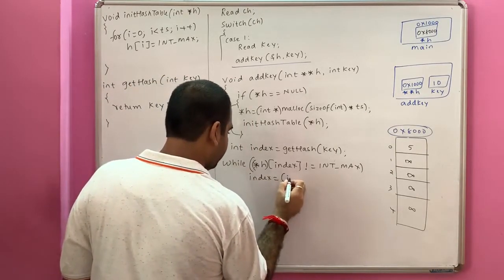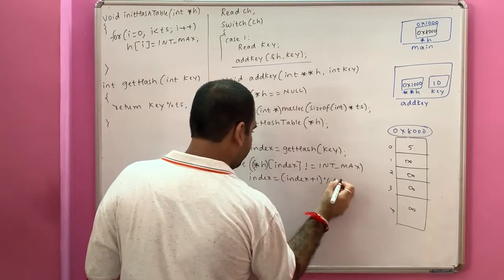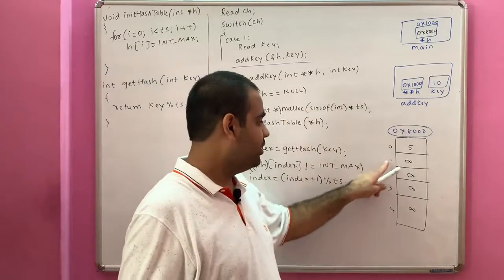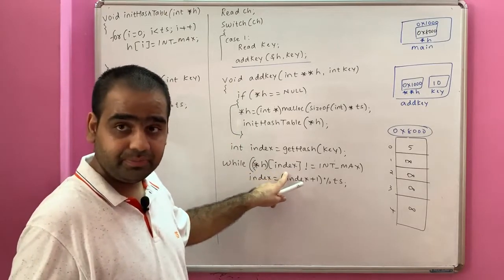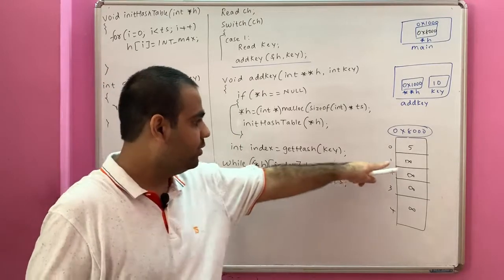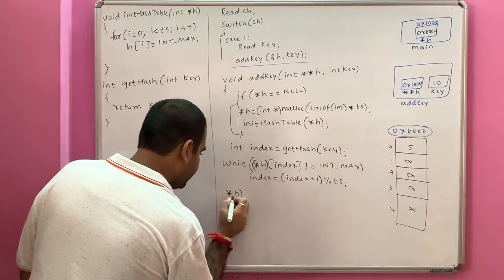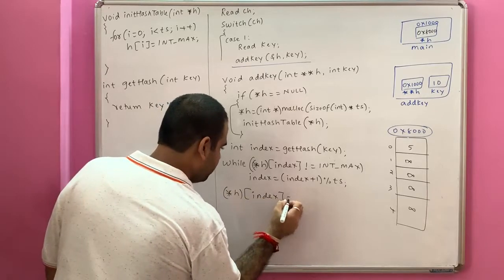We say index is equal to index plus 1 modulo table size. Index is 0, 0 plus 1 is 1, 1 mod 5 is 1. You go to 1. Now again you go star h of index is 1, not equal to int max is false. You come out and what do you say? You say star h of index is equal to key.